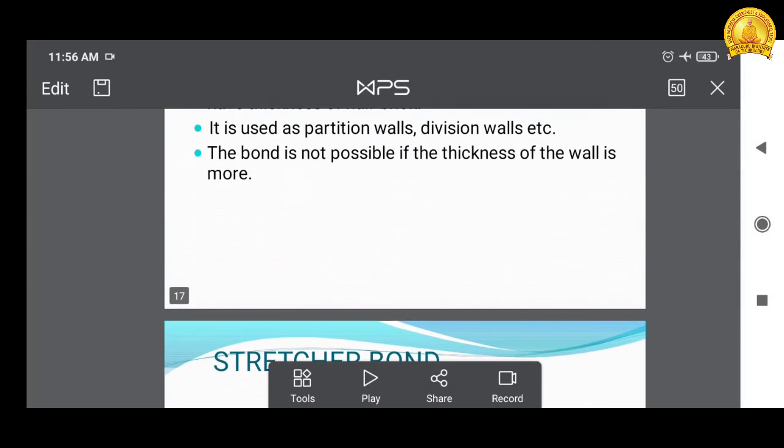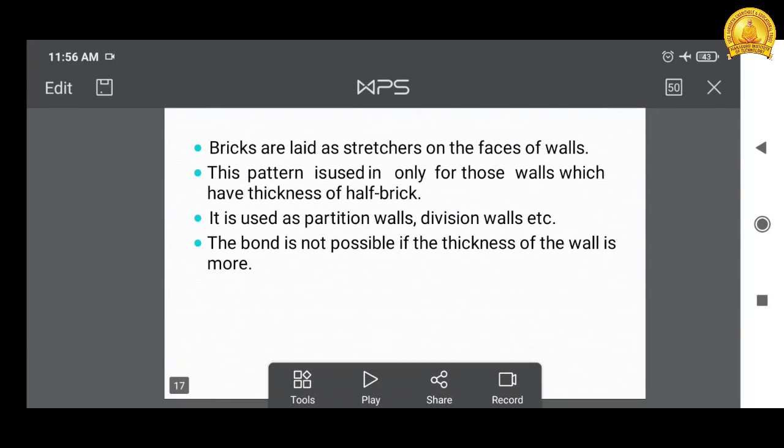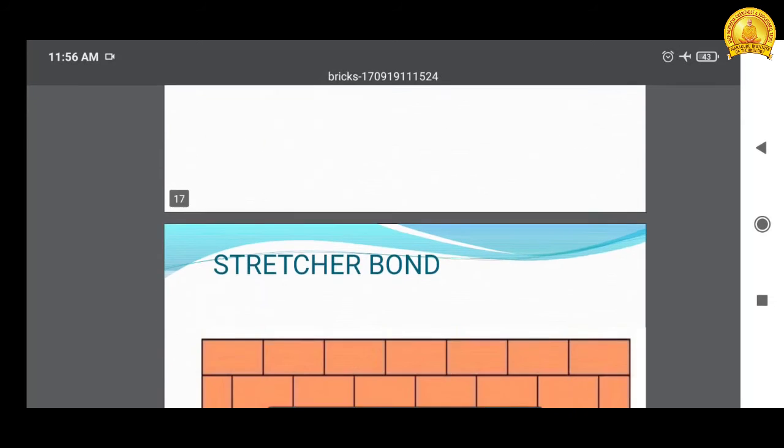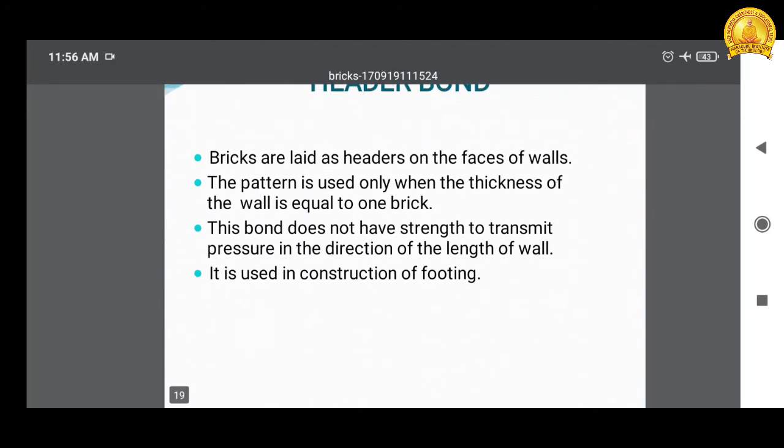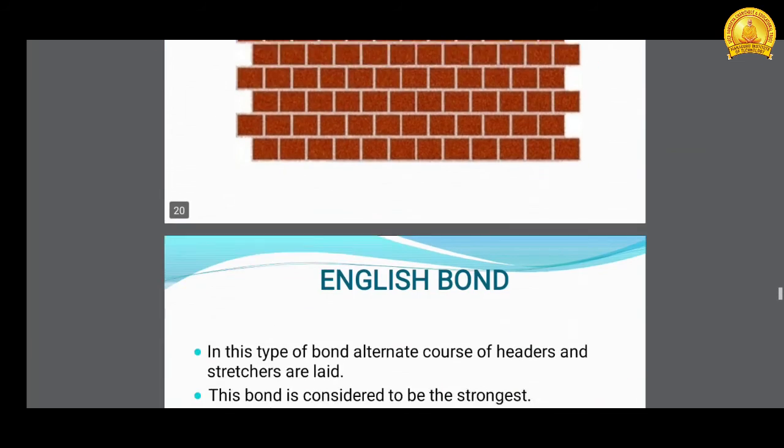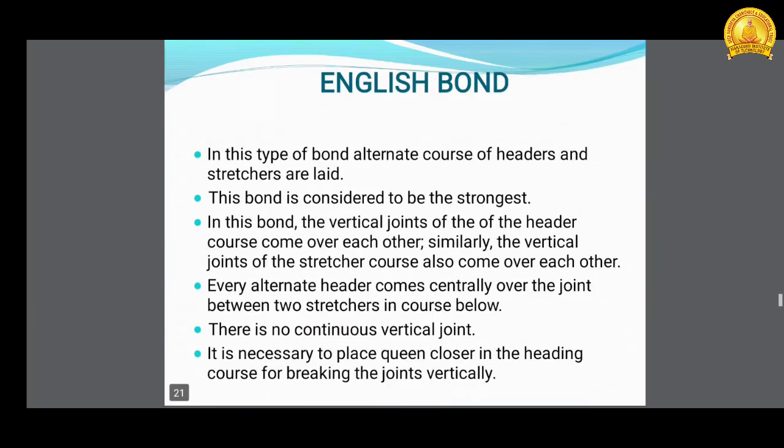Stretcher bond is used in partition wall, division wall, etc. And header bond is used in footing construction, construction of foundation.